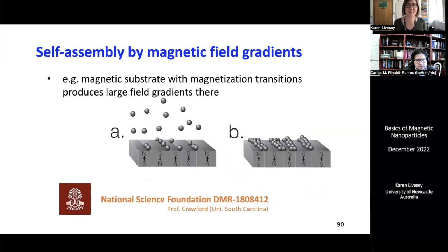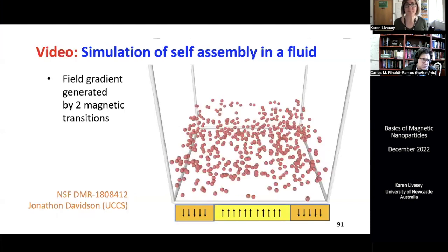Here's one that's close to my heart because it's work that I have done together with Mus Crawford at University of South Carolina. We can imagine generating large field gradients. For example, look at this substrate that has North Pole, South Pole, North Pole, South Pole, North Pole, and so on. There's large field gradients in between those transitions. And so those field gradients cause particles to be attracted down to the surface. And we can self-assemble particles. Here they're just in lines, but we can imagine creating any shape we want as long as we can template the stray field how we want. Okay, so we can use this, for example, for self-assembly.